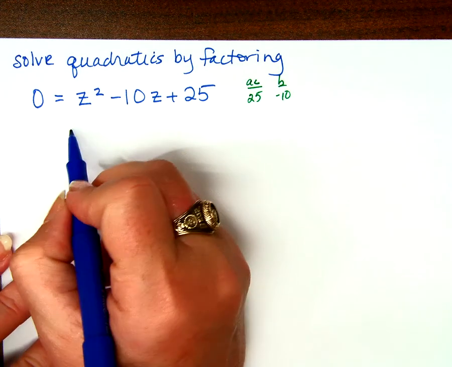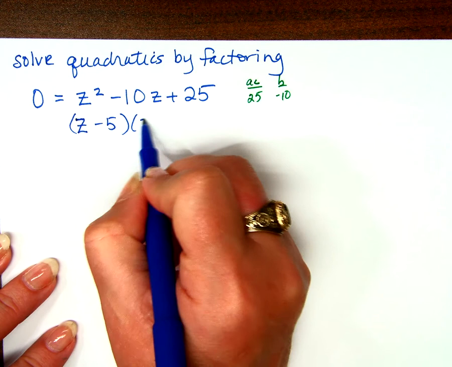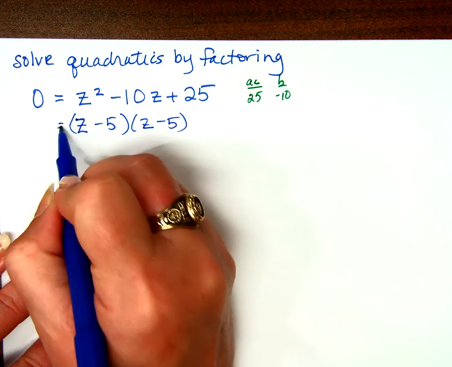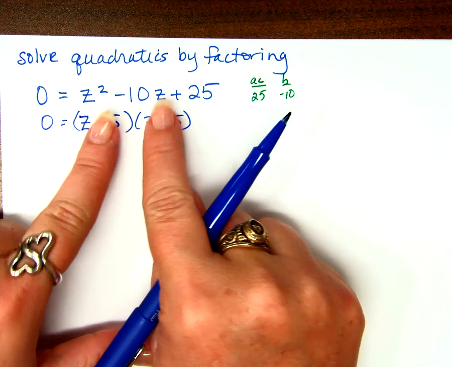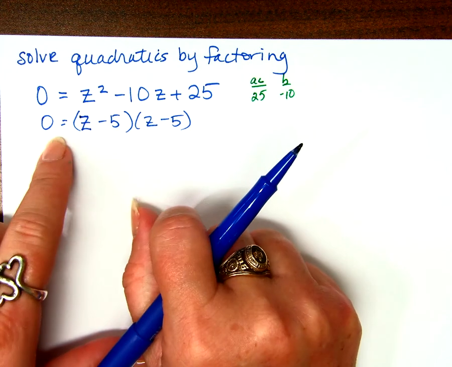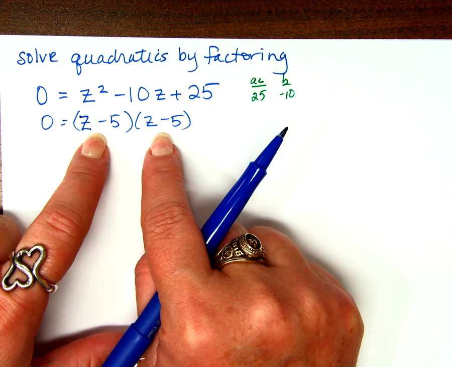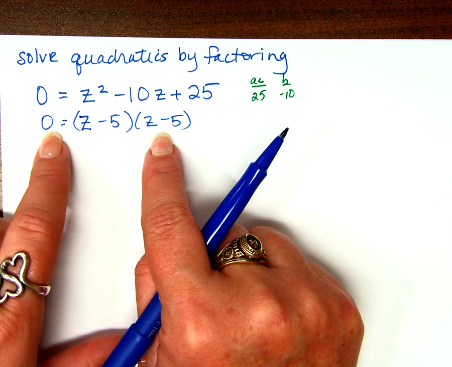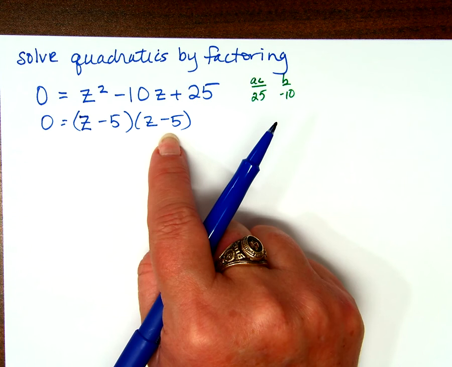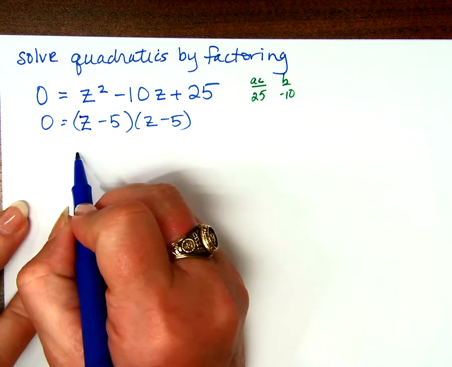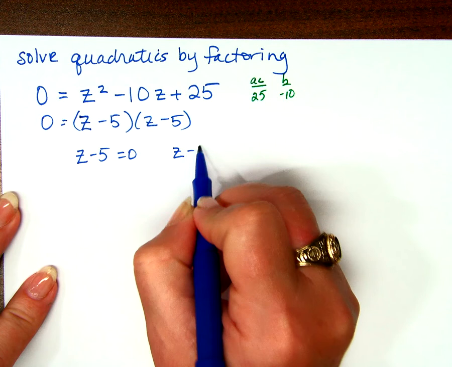So what multiplies to be AC and adds to be negative 10? Negative 5 and negative 5. So Z minus 5 and Z minus 5. Remember the zero product property. If you multiply two numbers together and you get an answer of 0, what has to be true about one or both of them? It has to be 0, right? So we always, just to make sure to cover all of our bases, have them both equal to 0, don't we? Z minus 5 equals 0, and Z minus 5 equals 0.